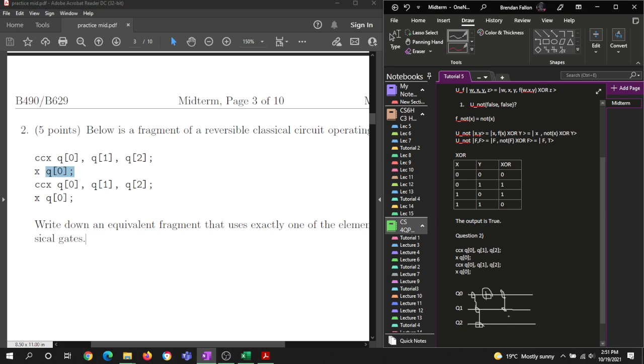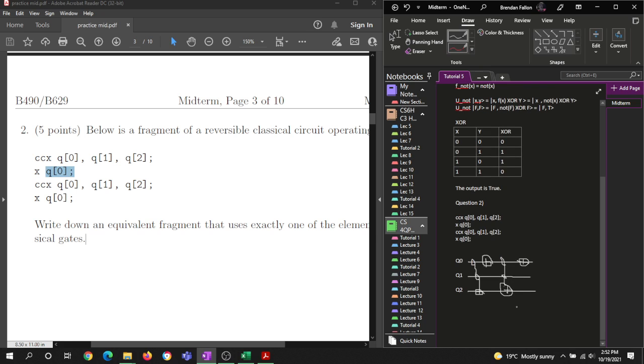Loop, loop, plus, hopefully, and then same thing over here. So this is our circuit diagram. My suggested way is to make a truth table for this circuit, and then try to see an equivalent truth table only using one gate. So that's the method we'll try to go through.